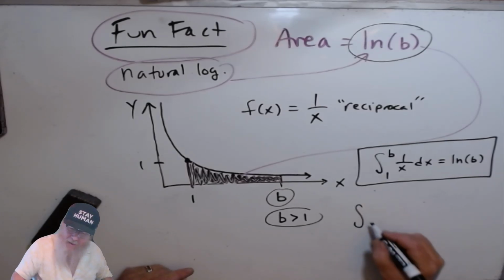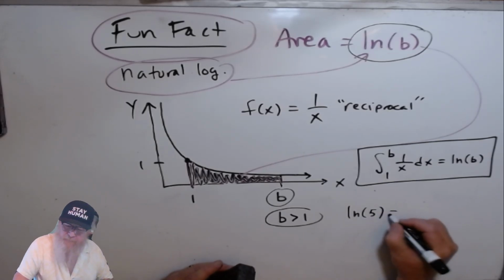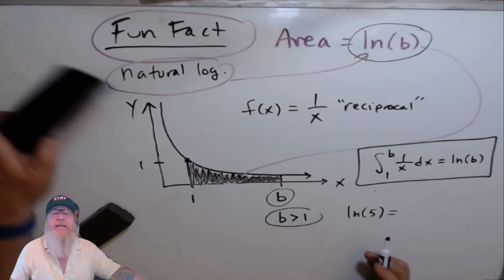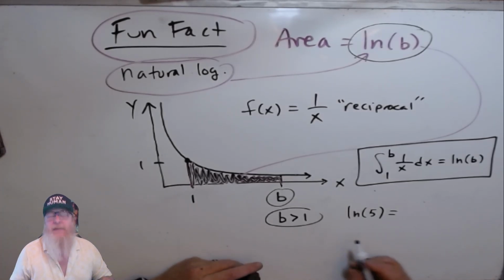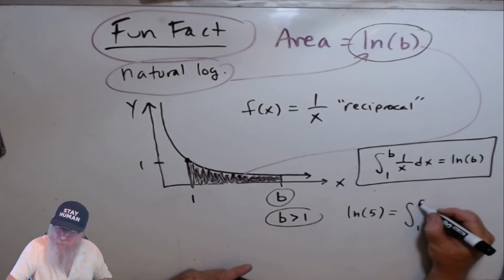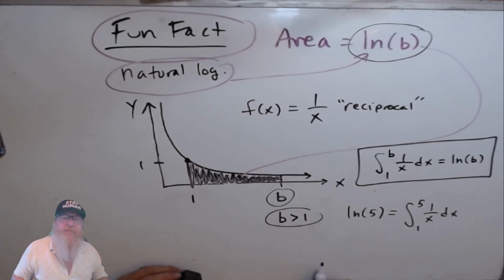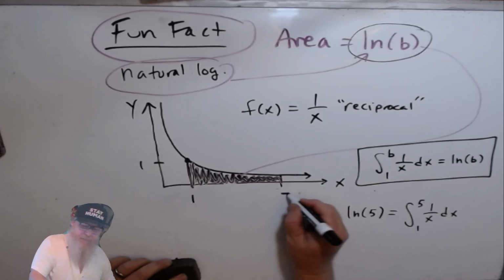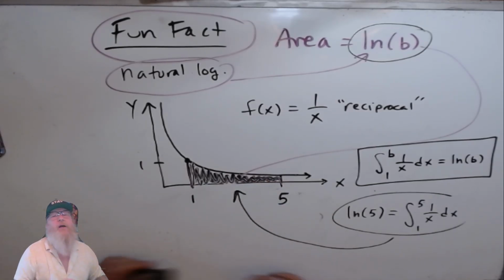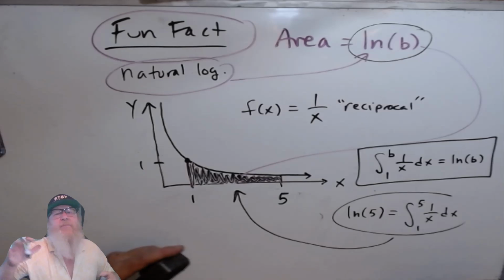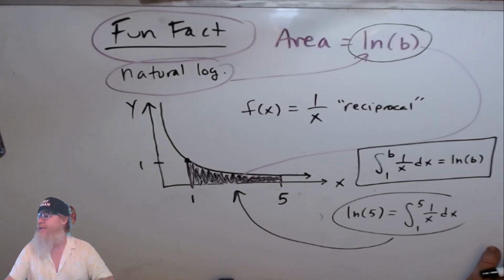So for example, if I wanted to know the natural log of 5, and I don't have a calculator, but I do, so I'm going to do it with a calculator. I would calculate the area from 1 to 5 of 1 over x dx. I would just stop at 5. And whatever area I got, that would be my natural log. All right, I can tell you're all impressed. My comments are blowing up on YouTube. That's your fun fact for the day.